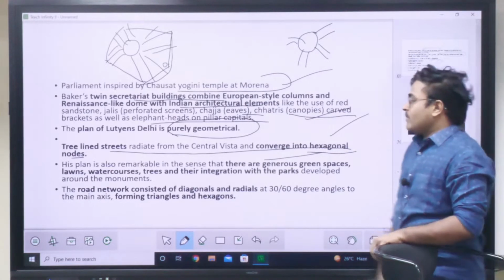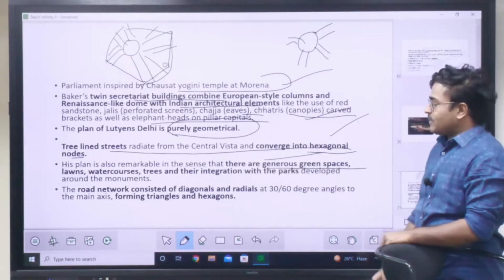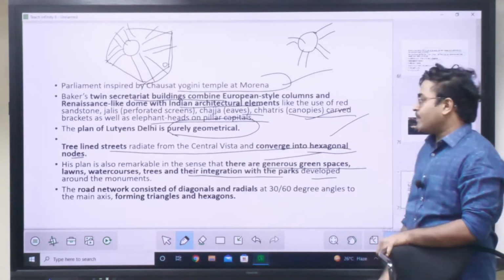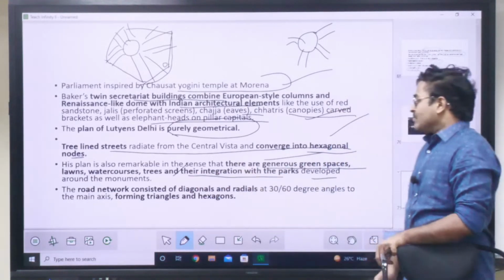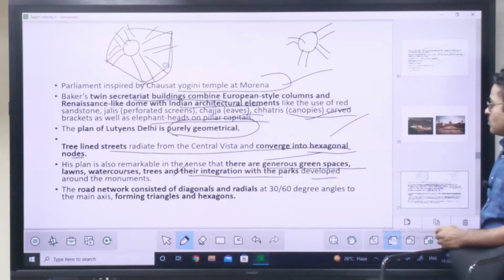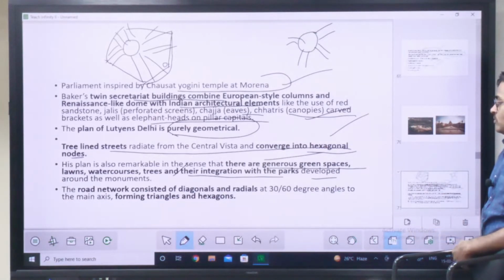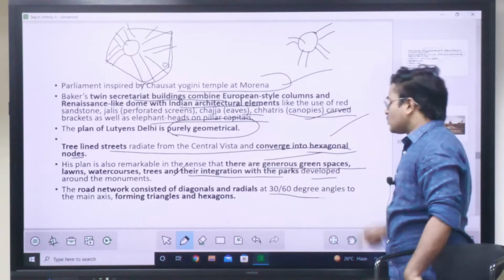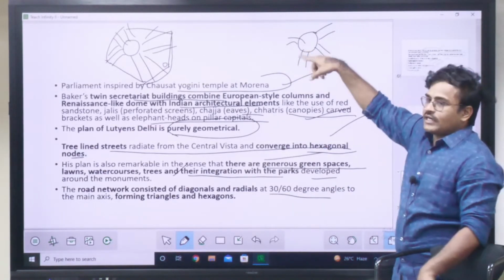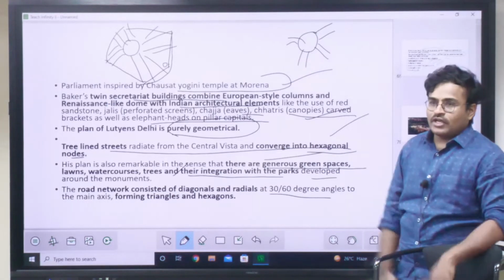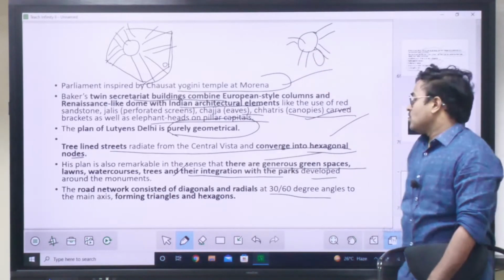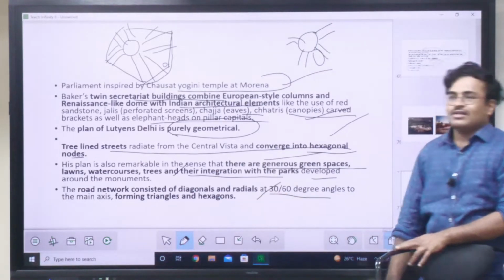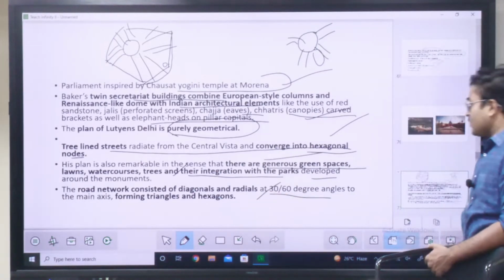His plan is also remarkable in the sense that there are generous green spaces, lawns, water courses, trees, and their integration with the parks developed around the monuments. The roads are also at 30 degrees to each other. Naturally, hexagon means 30 or 60 degrees will be the angle between each road. So in between, a triangular space is also there, forming triangles and hexagons in between. So that is the structure here.